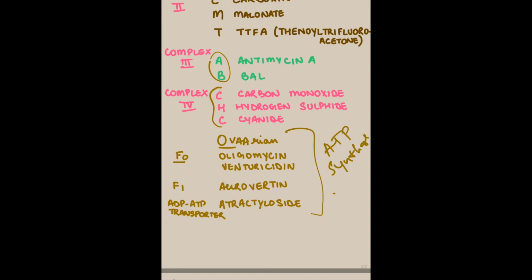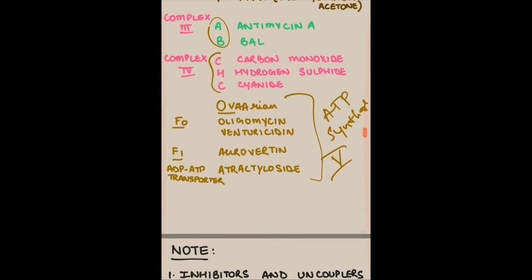which is also known as complex 5. So as you know, ATP synthase is this giant structure with many subcomponents to it. So for the F0 part, we have OV from the ovarian surgery, OV, which is oligomycin and venturicidin. For the F1 complex, we have aurovertin. And for the ADP-ATP transporter part, we have atractyloside. So I suggest you go look at the structure of ATP synthase once so that you can relate these. So F0 for OV, oligomycin, venturicidin, F1, aurovertin, and ADP-ATP transporter, atractyloside.